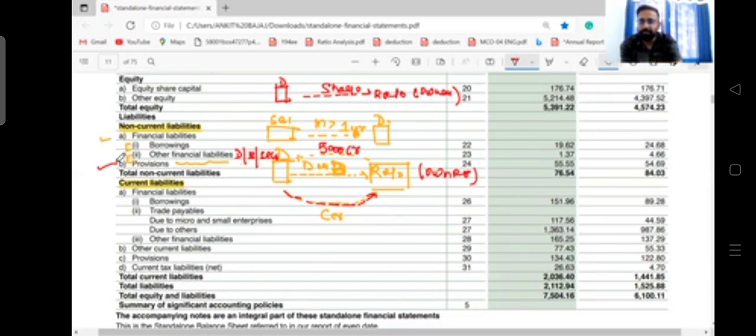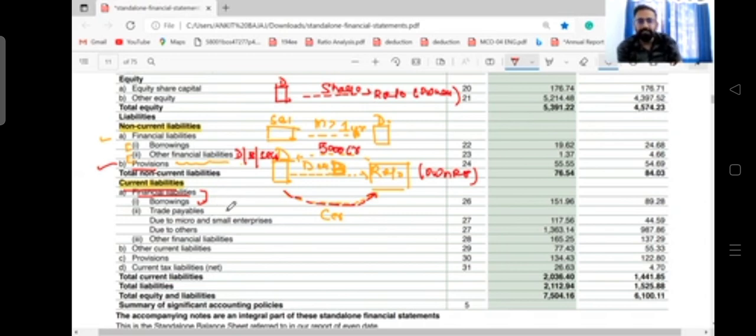Company has created some provisions, so it will be shown in current liability. Non-current liability, sorry. In current liability, the company will show its financial liability. Generally, if companies issue securities whose maturity is less than 1 year, they will be shown on the current liability side. If the company has borrowed money from a bank, it will be shown on the current liability side under the heading financial liability.